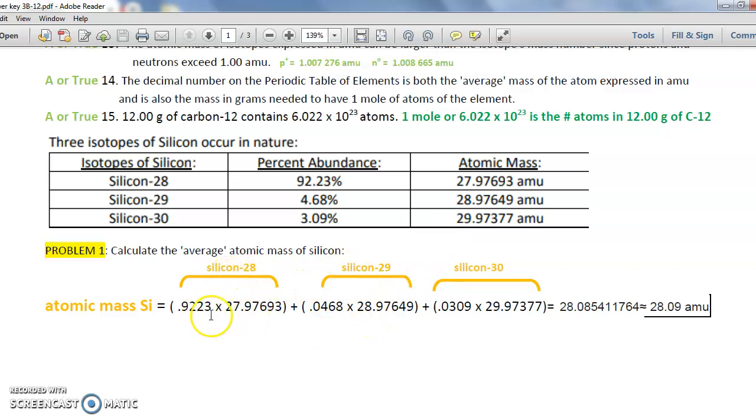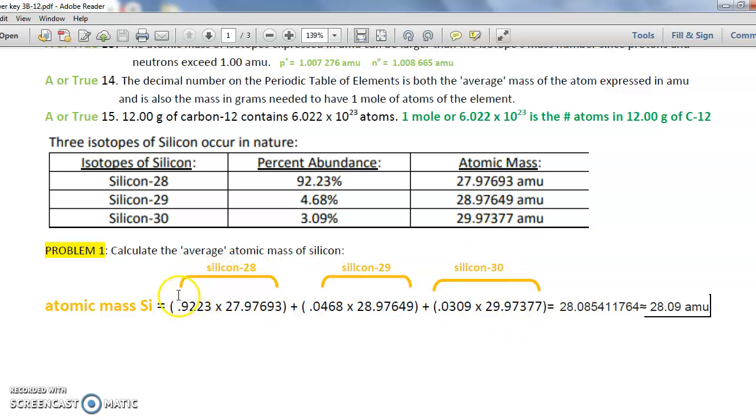This bracket is showing you that this information inside these parentheses is the contribution of silicon-28. Inside these parentheses is the contribution of silicon-29. And inside these brackets is the contribution of silicon-30. Again, change this percent back to decimal by sliding it 2 to the left. So the decimal would go to 0.3, then one more to the left, and we would have to add a 0. So 0.0309 times 29.97377.